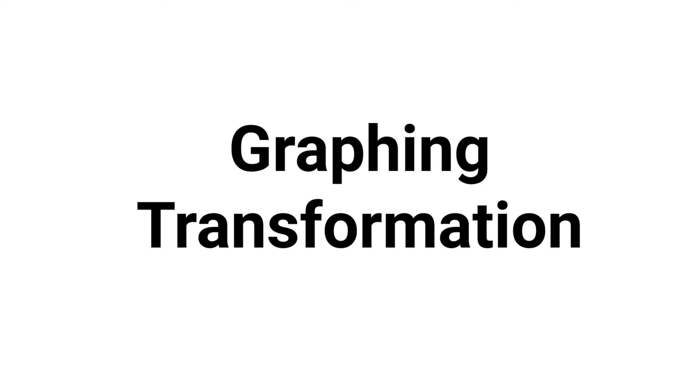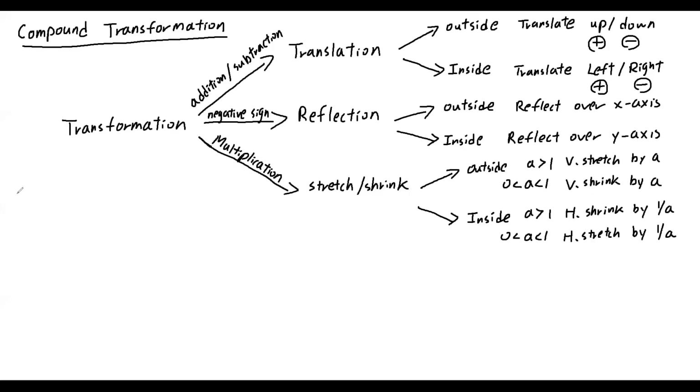In this lesson, we will be learning how to describe and graph a compound transformation. We will be graphing step by step by applying the transformation to the parent function. Alright, let's get started. So first, we have to remember our transformation flowchart that we went over on our last lesson. When we describe a compound transformation, we always describe from the left to the right of the equation.